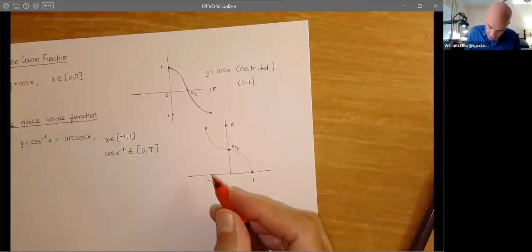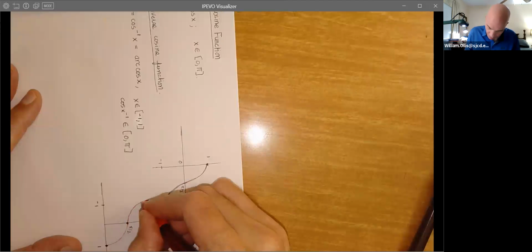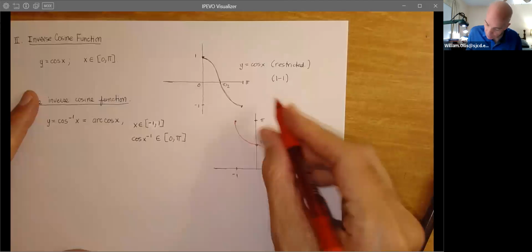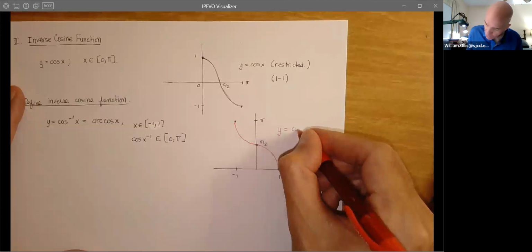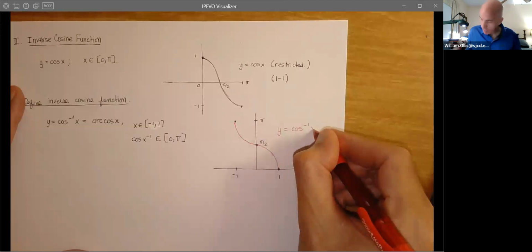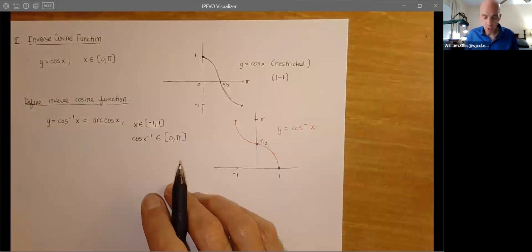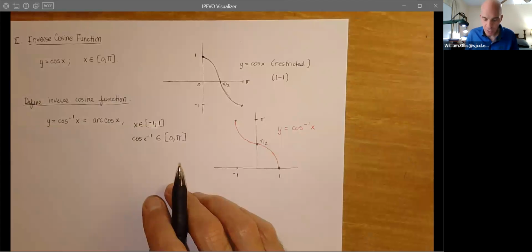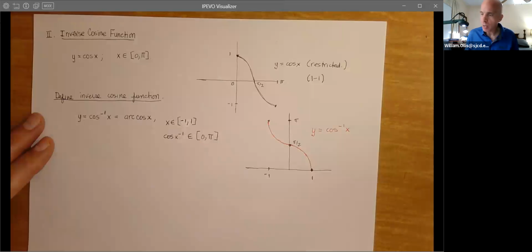So here's the inverse cosine function. Let me make it a little bit darker. So this is y equals inverse cosine, and I'll use the -1. Again, remember, both of these are used widely, the -1 and the arc cosine. They are equivalent, so don't be shocked if you see this or you see this. The notations are used widely.